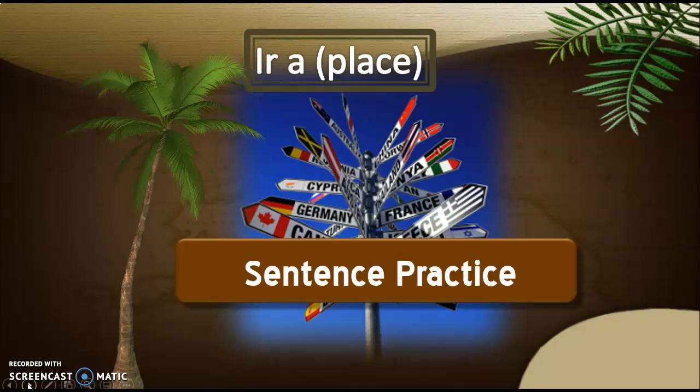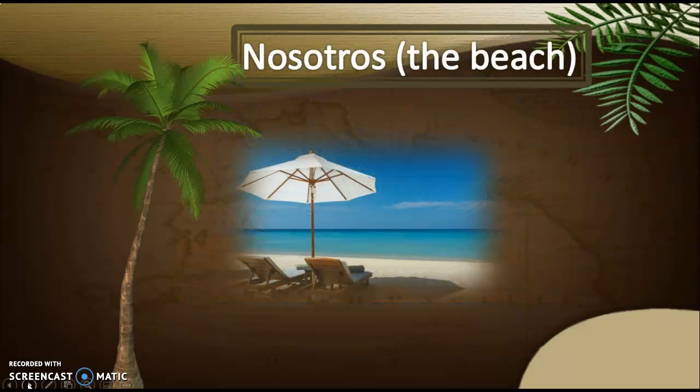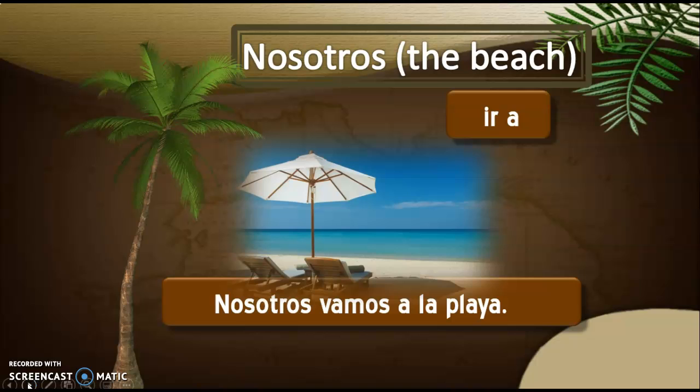Let's practice this a little bit if you wanted to say different places that you could go to. And you've already talked about these different geographic locations. So if you wanted to say nosotros go to the beach, you're going to use the verb ir plus the word a, nosotros, and then you have to change the verb ir to the correct form. So you would have nosotros vamos a la playa.